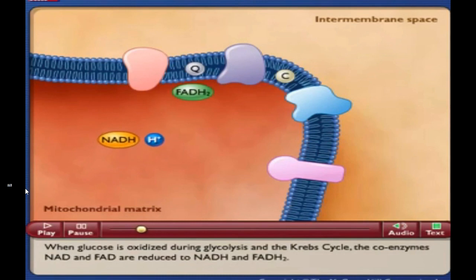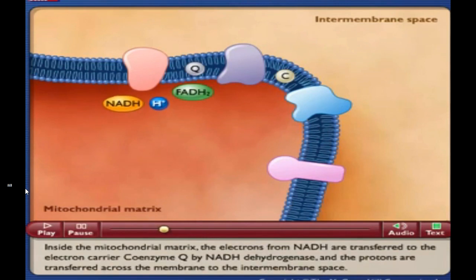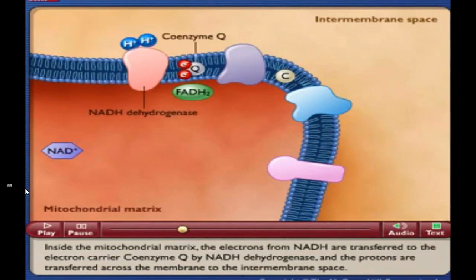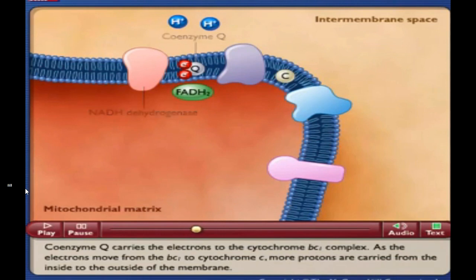When glucose is oxidized during glycolysis and the Krebs cycle, the coenzymes NAD and FAD are reduced to NADH and FADH2. Inside the mitochondrial matrix, the electrons from NADH are transferred to the electron carrier coenzyme Q by NADH dehydrogenase, and the protons are transferred across the membrane to the inner membrane space. Coenzyme Q carries the electrons to the cytochrome BC1 complex.